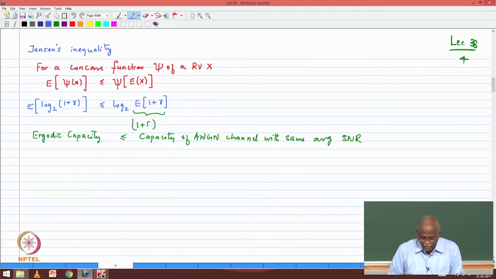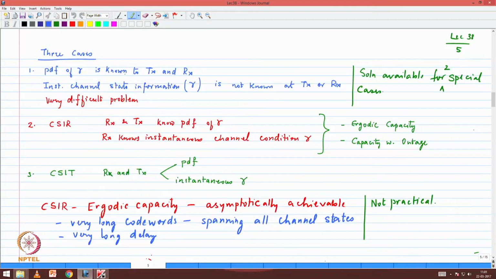And this basically translated into a result that is useful for us. It's the one that enables us to compare ergodic capacity with the capacity of an AWGN channel which has the same average SNR. Both the fading channel and the AWGN channel have the same average SNR. One is a situation where the capacity is constantly fluctuating. The other one is a channel where for the average SNR you get a fixed number as the capacity. So given these two, we find that the ergodic capacity is less than the capacity of the corresponding AWGN channel.